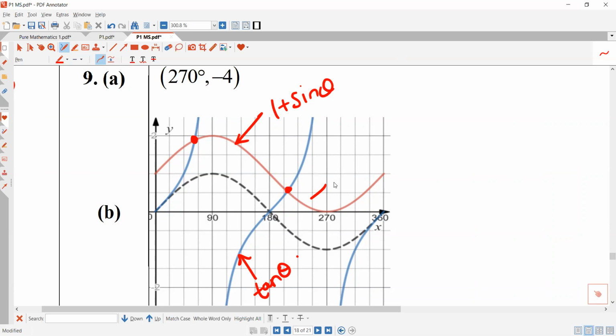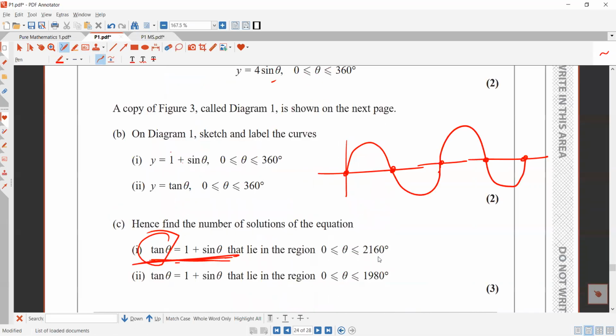This is where they both are equal to each other. Yes or no? Online people? Yes. So how many solutions are you getting in 360 degrees? 2 solutions.